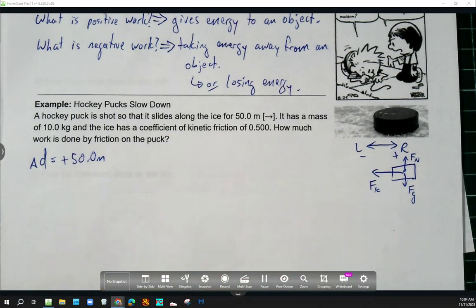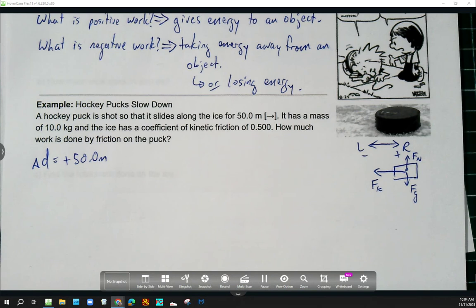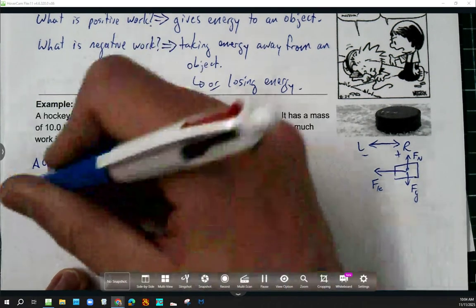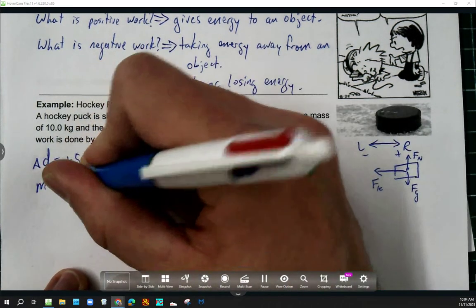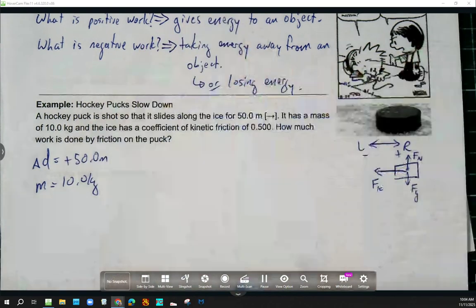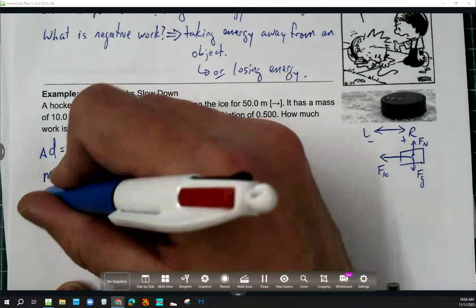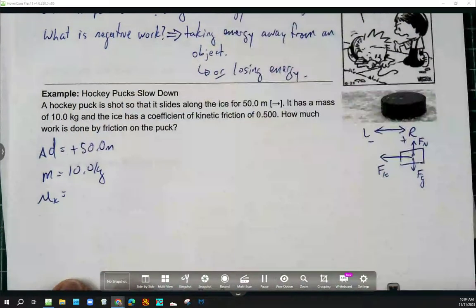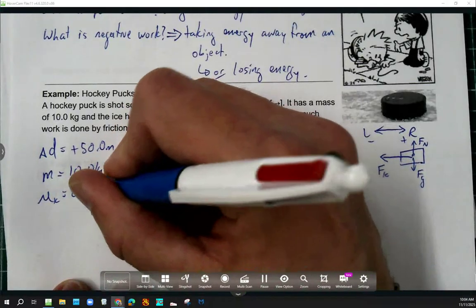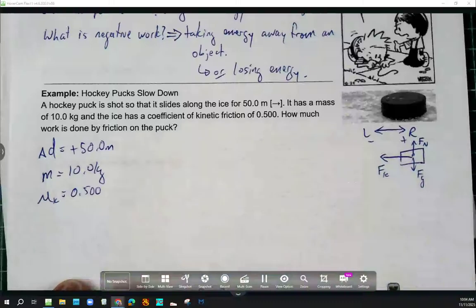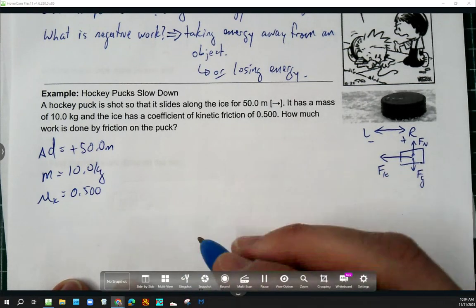I haven't thrown that out just because I'm talking about energy here. We say that it has a mass of 10.0 kilograms, and the ice has a coefficient of kinetic friction of 0.500. What are the units on the coefficient of kinetic friction? Unitless, right? Remember how we got that before? So how much work is done by friction on this puck?